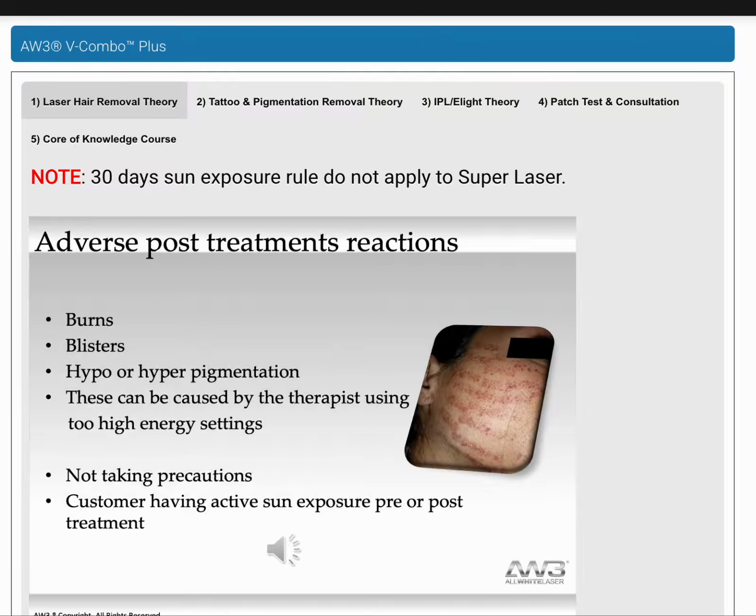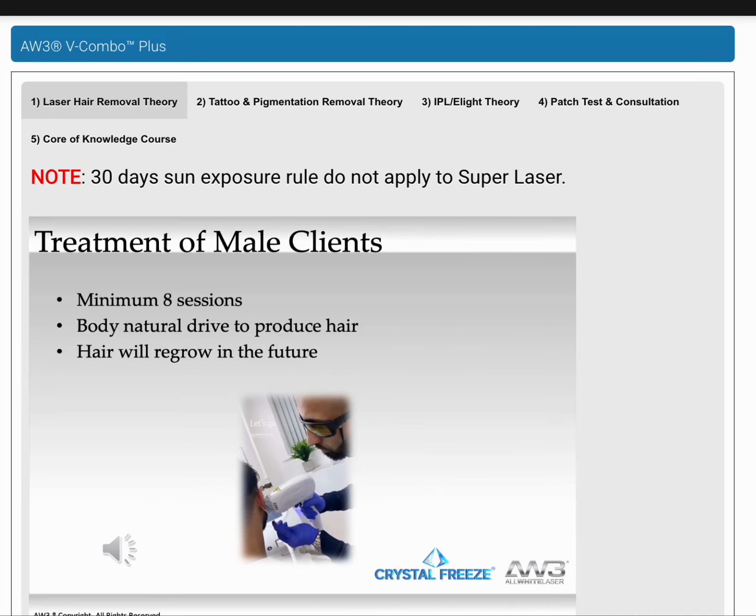Adverse post-treatment reactions could be burns, blisters, and hypo or hyperpigmentation. These can be caused by the therapist using too high energy settings, not taking precautions, or the customer having sun exposure pre or post-treatment. When treating male clients, please bear in mind they will need a minimum of 8 sessions. This is due to the body's natural drive to produce hair. Hair can regrow in the future.